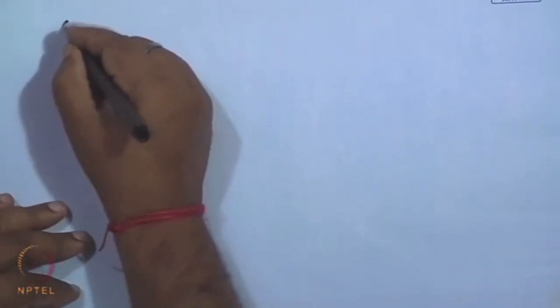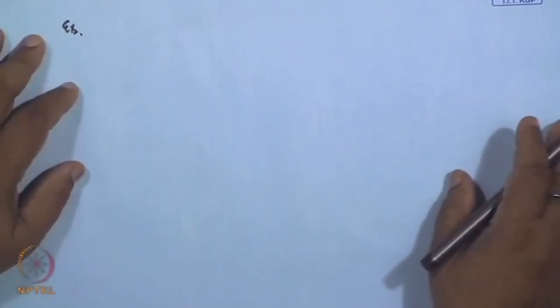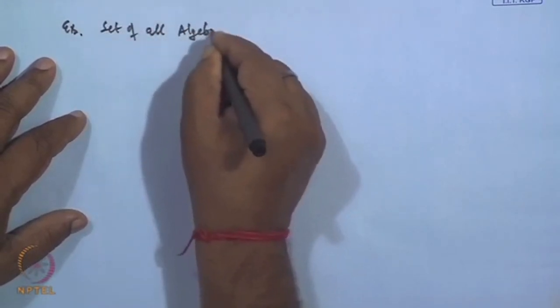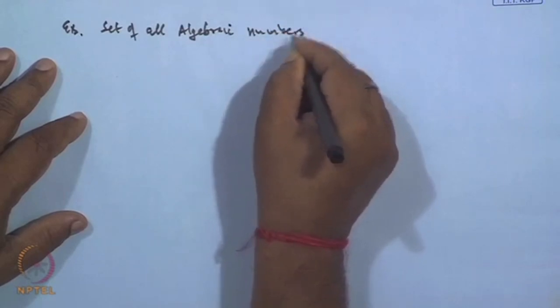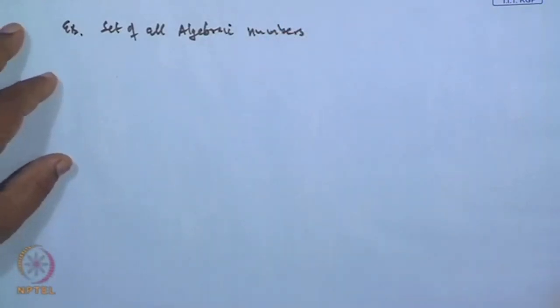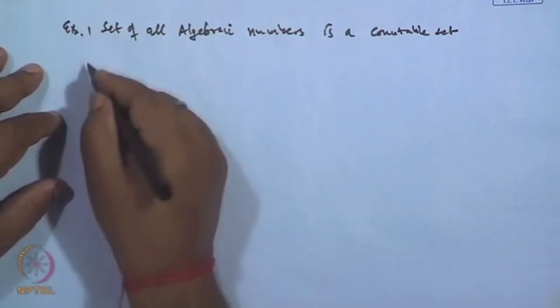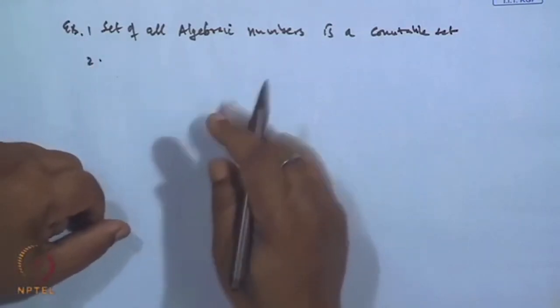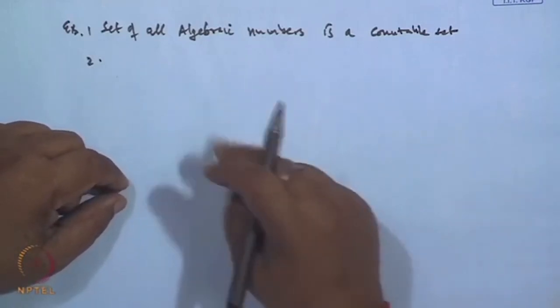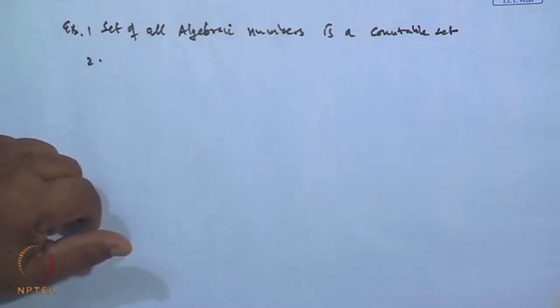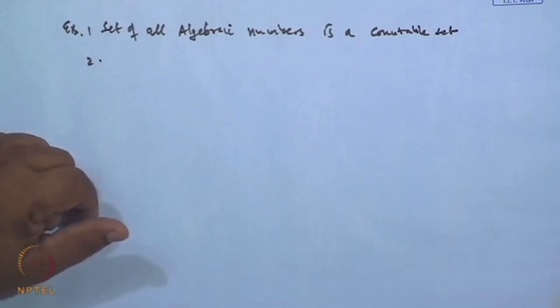Now, this we will just give as an example, but we will show it later. Exercise, which we will prove now: the set of all algebraic numbers is a countable set. Second, I am leaving this as an example, but otherwise next we will show it also.